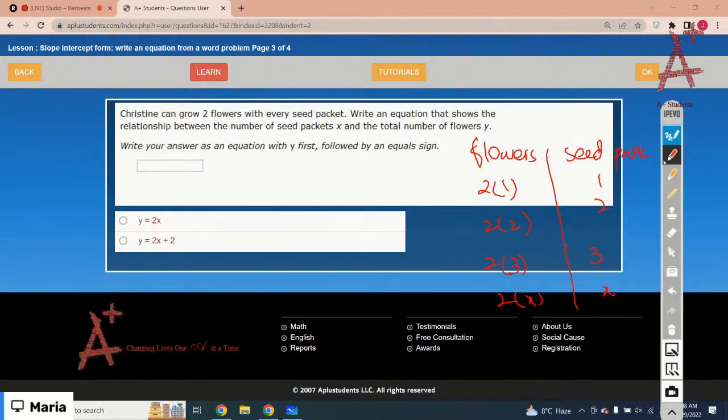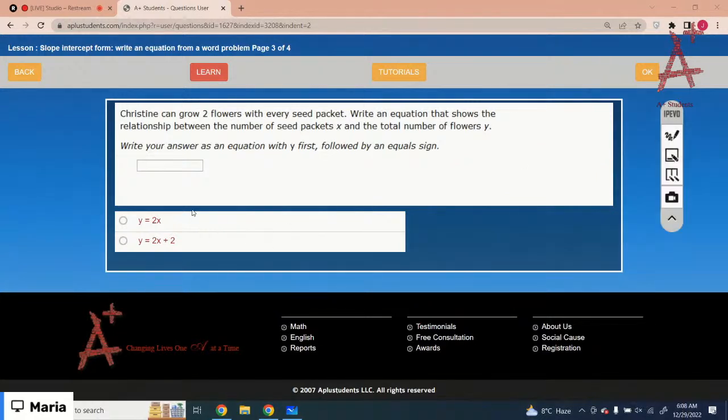So select the correct option and click on the OK button. The equation is the first option. Got it? So just select the correct option, then click on the OK button.